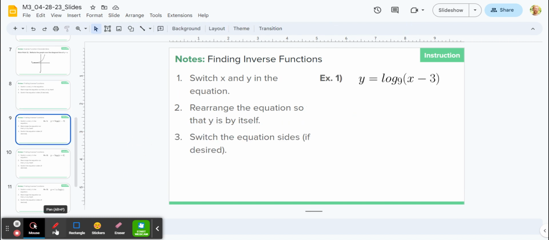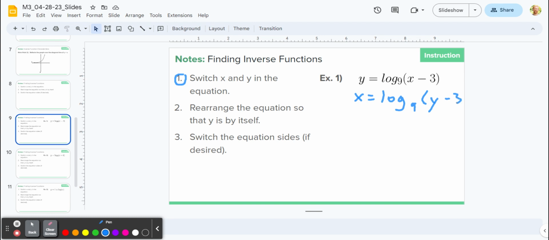Let's see how this plays out in example 1. I'm given the original function y equals log base 9 of x minus 3. So if I follow my steps here, I'm going to go step 1, switch x and y in the equation. So x equals log base 9 of y minus 3. All I did was rewrite everything exactly the same except the x and the y switched around.